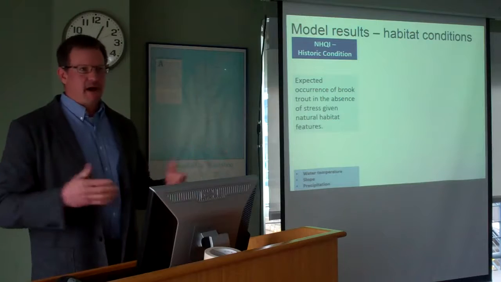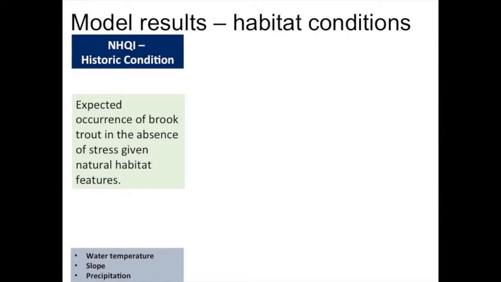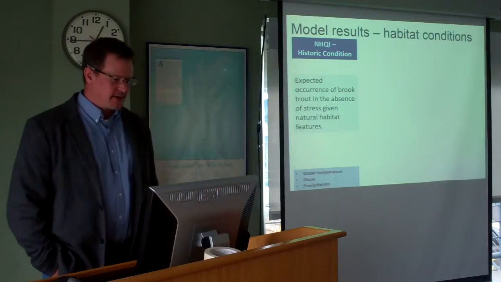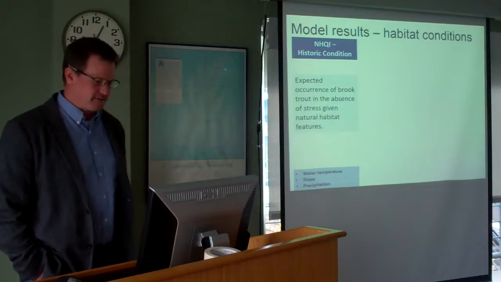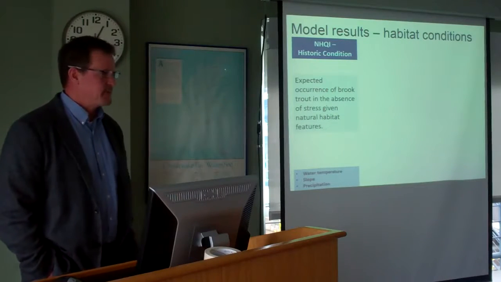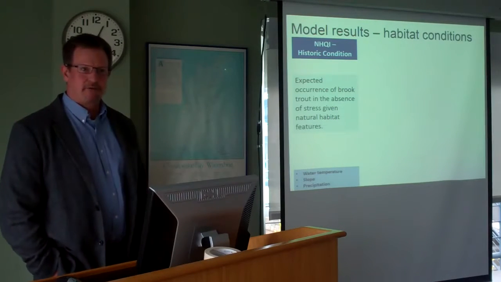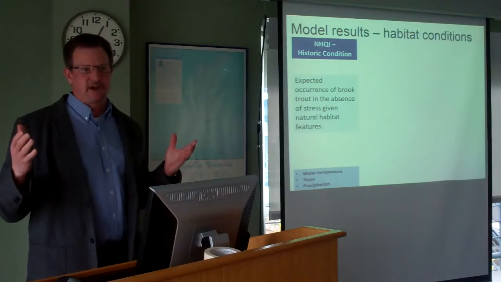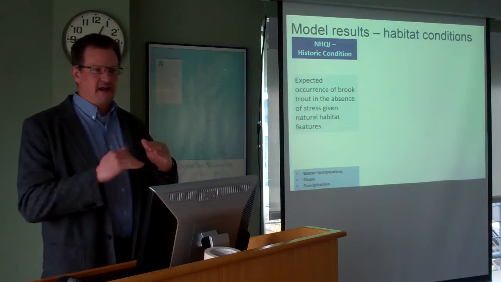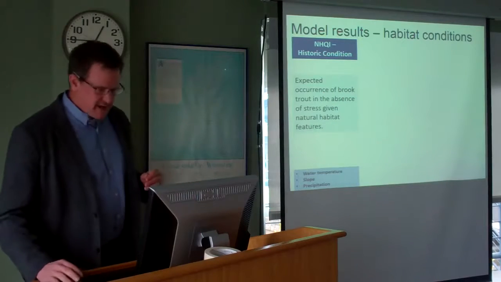Okay, once we have the model and once we have those results, we can get a couple of very interesting measures. The first are what I refer to as the Natural Habitat Quality Index. And we define it as the expected occurrence of brook trout in the absence of stress given natural habitat features. For the model that we built, that's a function of water temperature, slope, and precipitation. Which is kind of neat if you think about it from the terms of modeling climate change, which we're in the process of doing right now. Precipitation and water temperature are expected to change. So we can model that. You can think of it as a stressor, or we can model it as its effect on its underlying natural quality for brook trout.